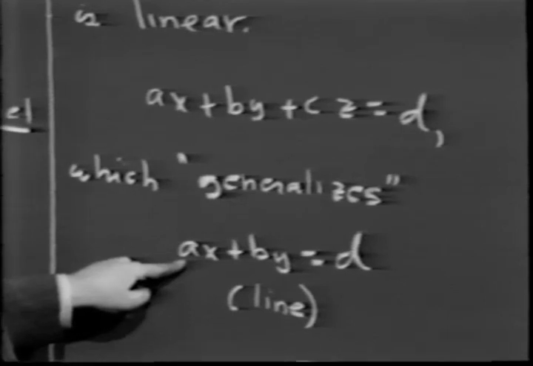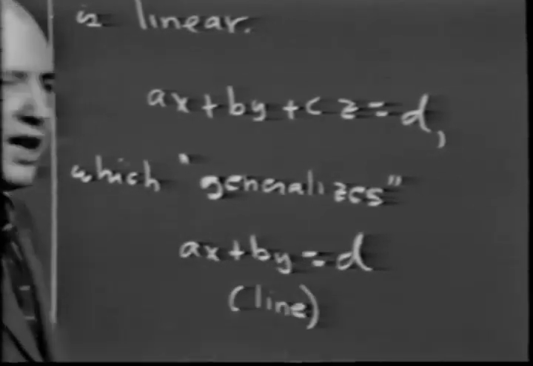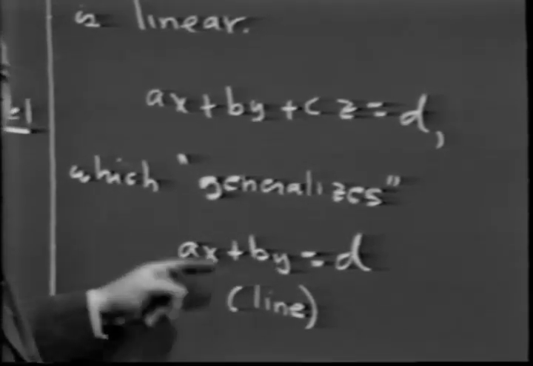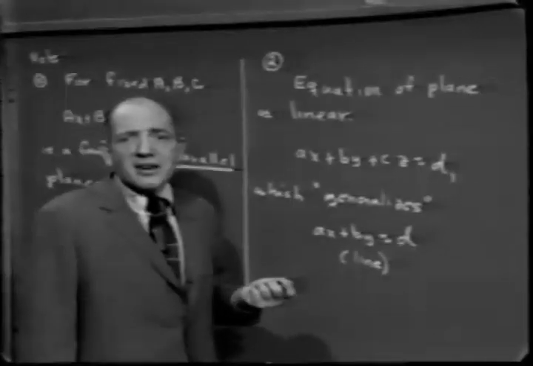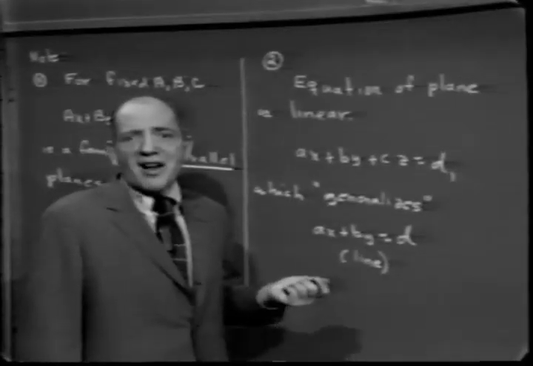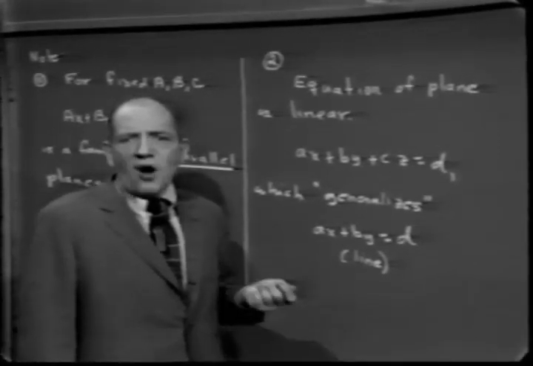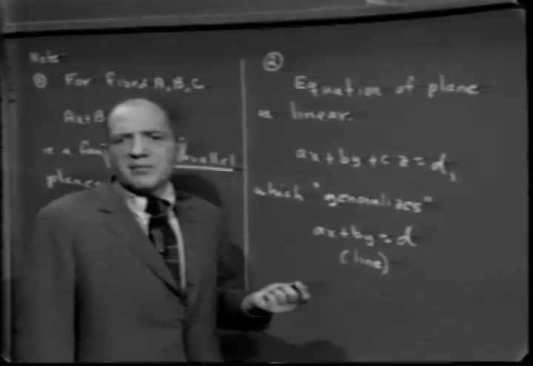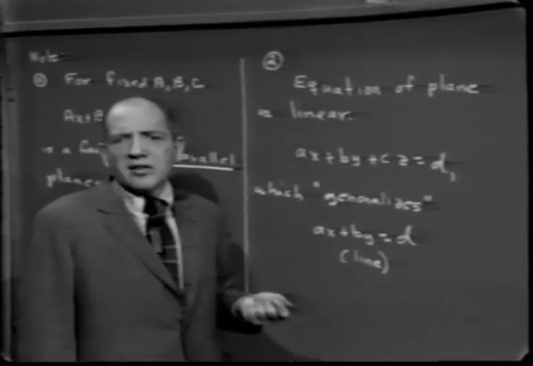Remember, the general definition of a line was of the form what? ax plus by equals a constant. That was a two-dimensional linear equation. The plane is a three-dimensional linear equation. And one of the subjects that we'll return to later in the course, but I just mentioned it in passing now, is that even though you can't draw in more than three-dimensional space, if you have 15 variables, you can certainly have a linear equation in 15 unknowns.